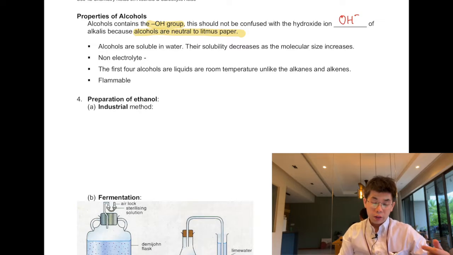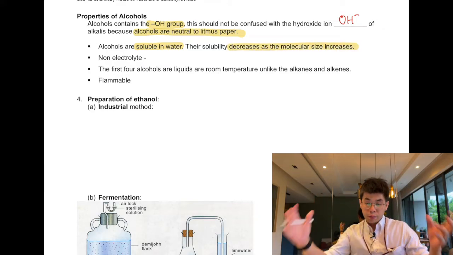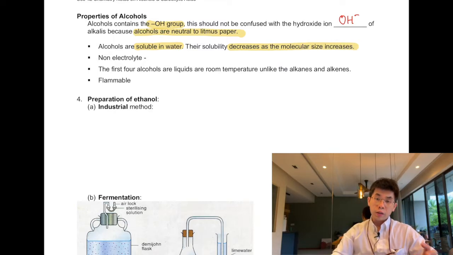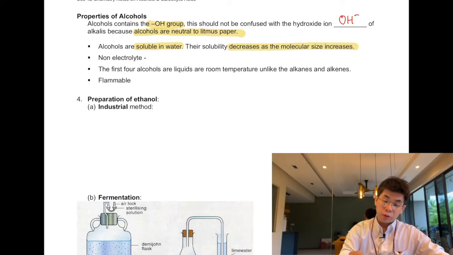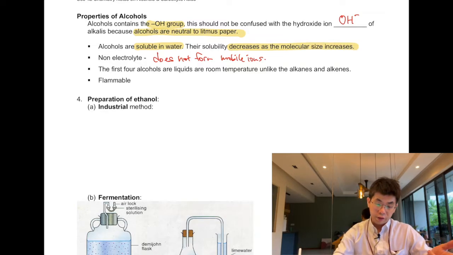However, alcohols are actually soluble, and the solubility decreases as the molecular size increases. So as it becomes bigger and bigger, it becomes less soluble. However, when it's soluble, it does not form ions. It's a non-electrolyte, it does not form mobile ions. The first 4 alcohols are all liquids, not gases, and they are definitely flammable.